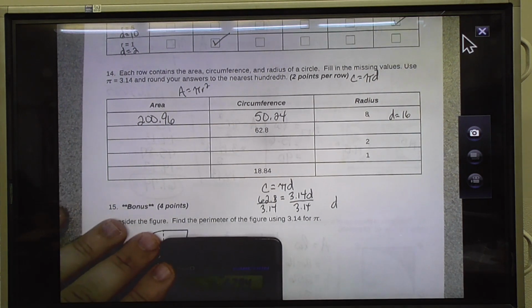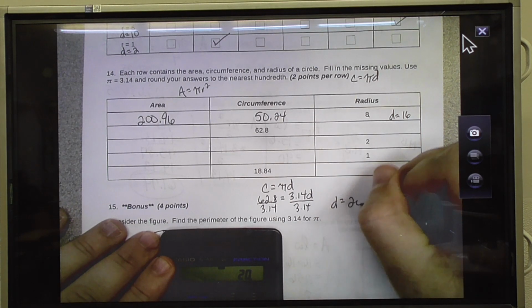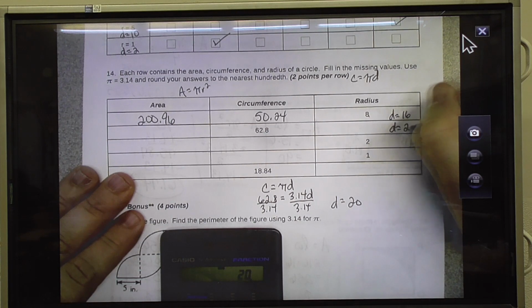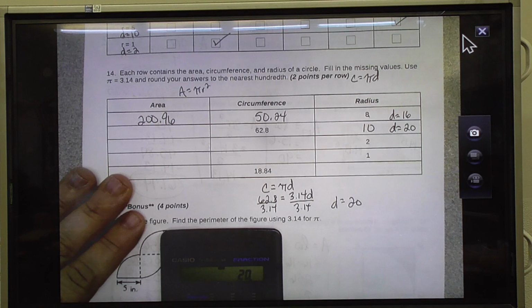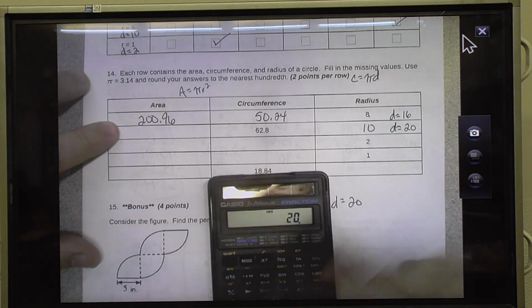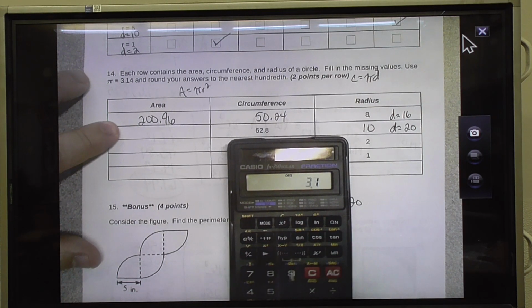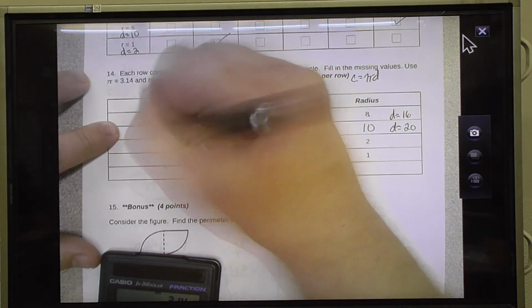Oh wait, what I did, yeah. 62.8, I think I did the wrong number, that's why. 3.14, I get my diameter is equal to 20. Is that my radius? No, that's my diameter right here, equal to 20. So what would my radius be? A 10. And then I can go and find my area. If I got my radius now, it's radius squared, so 10 times 10, which is 100, times pi, 3.14. And this one right here, their area is 314.